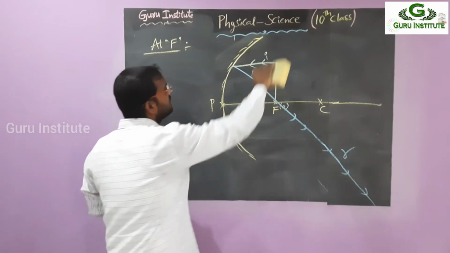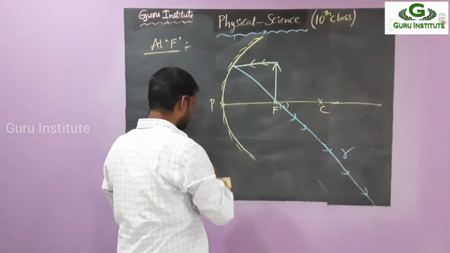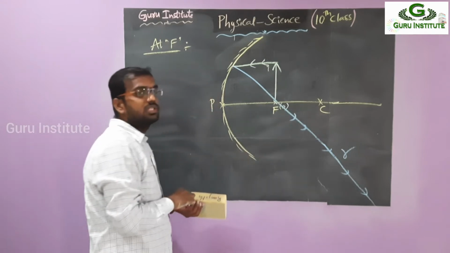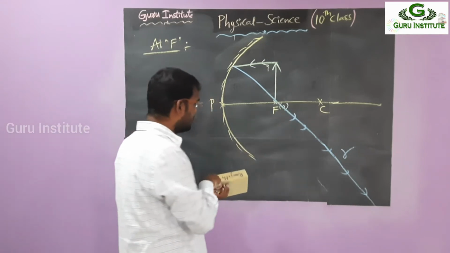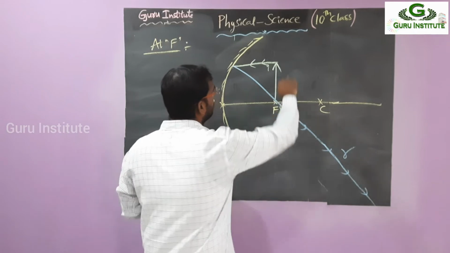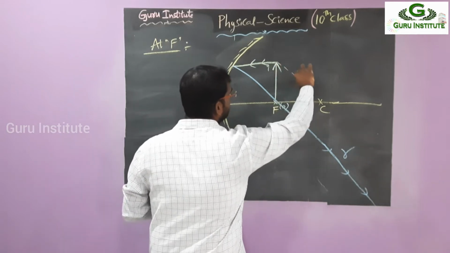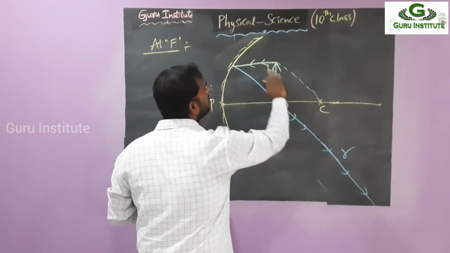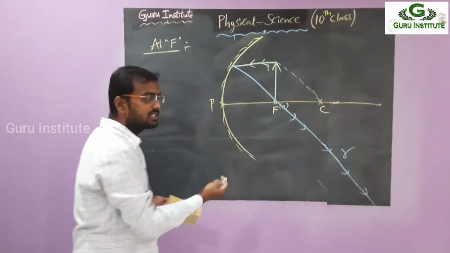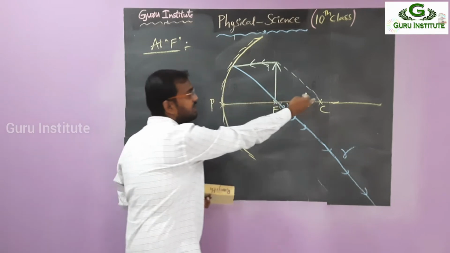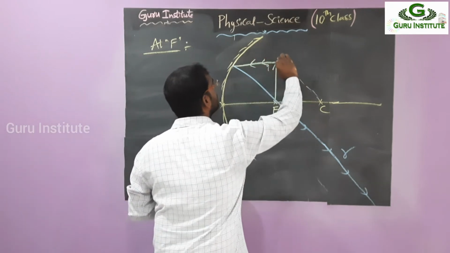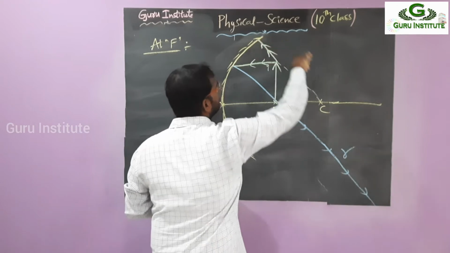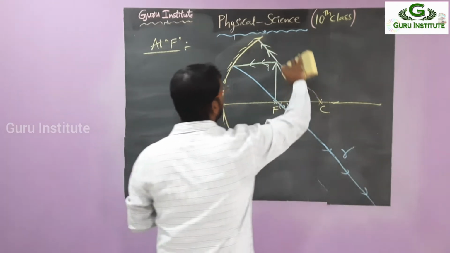Passing through center of curvature means we have to extend this curve shape. Where is the center of curvature? This is the center of curvature. So passing through this line we have to take. This is the center of curvature joining point, right? This is the joining point. But where is the mirror? The mirror is here, so we can't take it here. That's why I am taking it to here. So this ray is called passing through center of curvature.